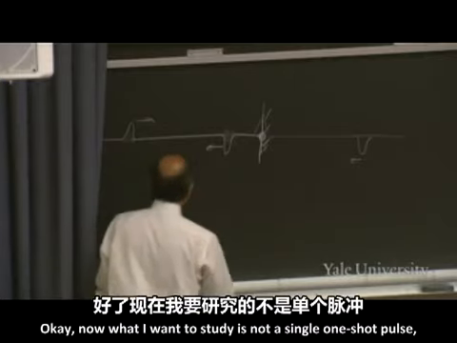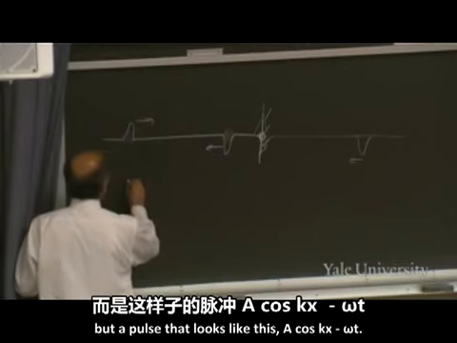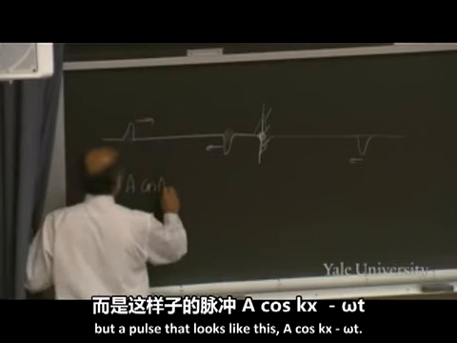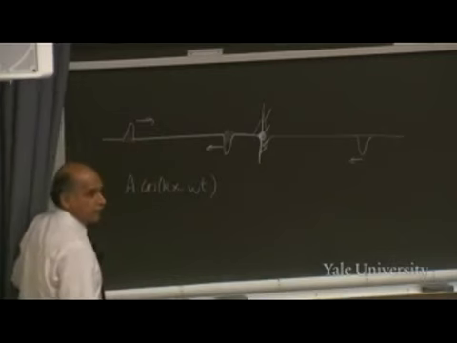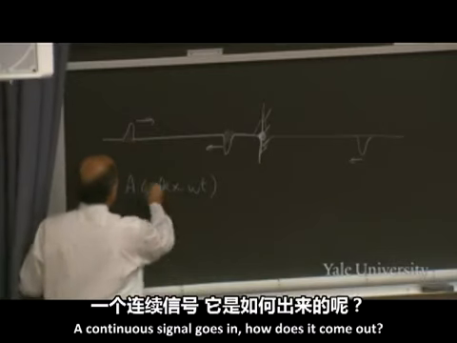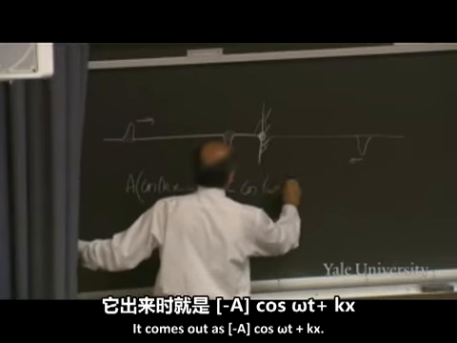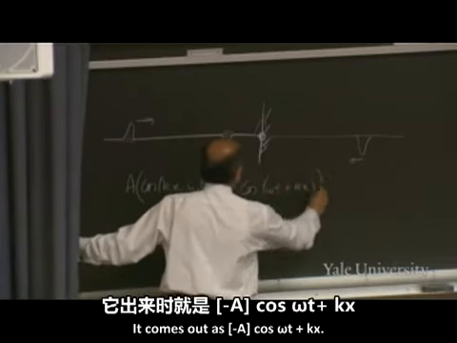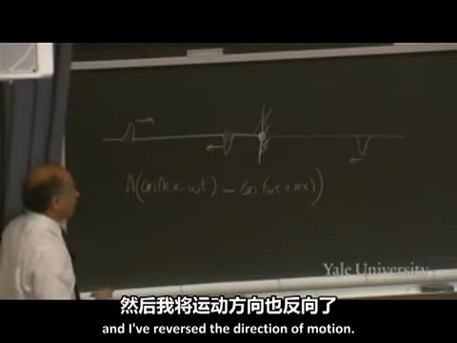Okay, now what I want to study is not a single one-shot pulse, but a pulse that looks like this. A cos(kx minus omega t). A continuous signal goes in. How does it come out? It comes out as cos(omega t plus kx). So I've reversed the amplitude, and I've reversed the direction of motion.